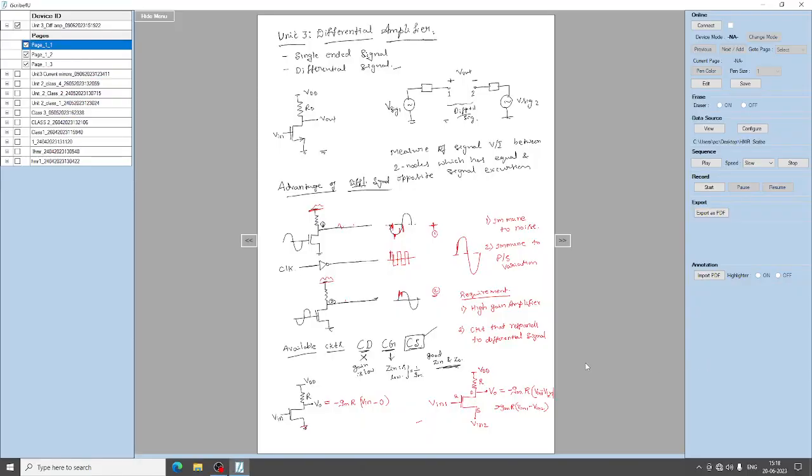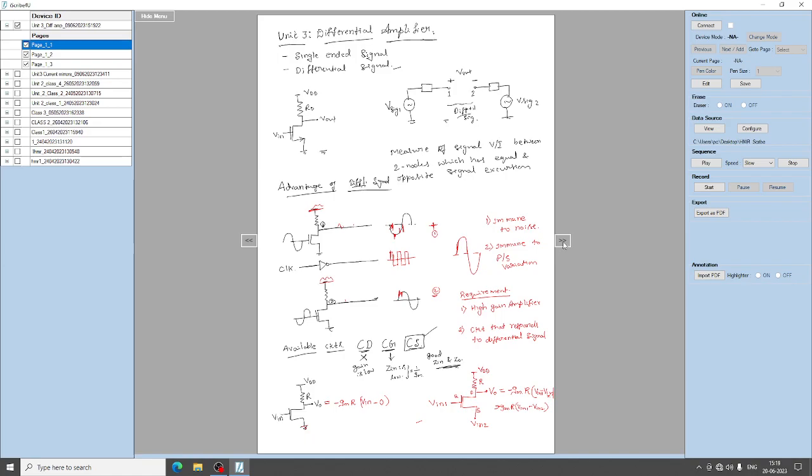Hello, welcome everyone. So in the previous class we discussed the single-ended signal and the differential signal. What are the advantages and disadvantages of single-ended and differential signals? In differential signals we need two inputs. For amplifiers we can use common source amplifiers. We have common drain, common gate and common source among these three. Common source is better compared to common drain and common gate, as it has a good input and output impedance.